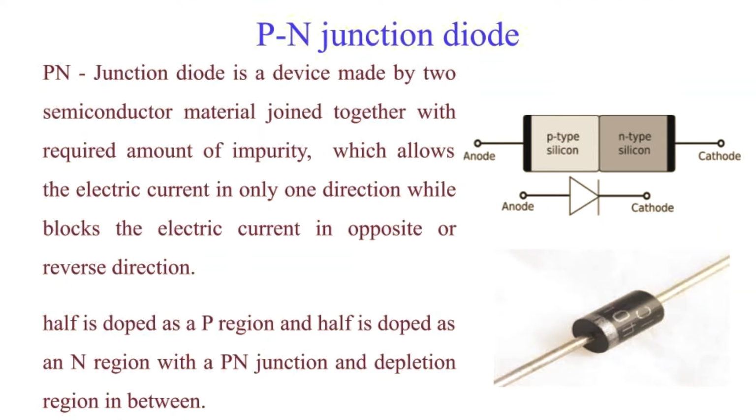PN junction diode is a device made by two semiconductor materials joined together with the required amount of impurity, which allows the electric current in only one direction while blocking the electric current in the opposite or reverse direction. Half is doped as a P region and half is doped as an N region with a PN junction and depletion region in between. The picture shows how a PN junction looks like. It is a two-terminal device. A lead from P type is anode and N type is cathode.